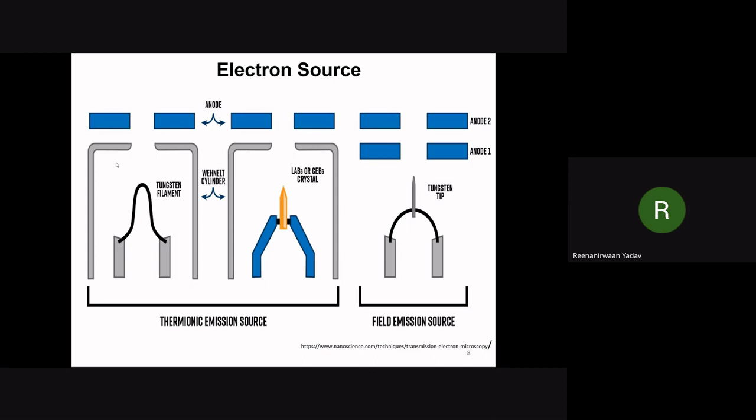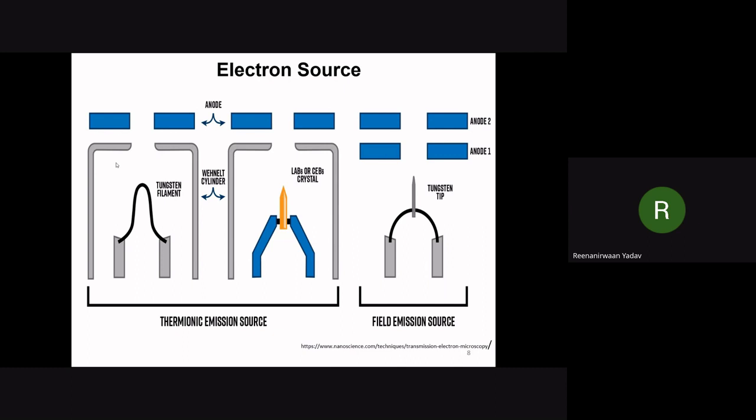The lanthanum hexaboride gun is also based on thermionic emission. It means we heat our filament and it leads to the emission of a coherent beam. It is made up of a single lanthanum boride crystal, and it is much more coherent than the tungsten filament, having less energy spread as compared to the tungsten filament, but it is a little bit more costly.